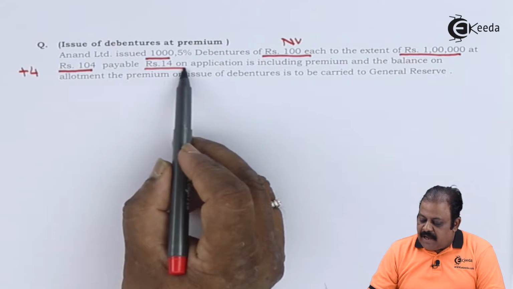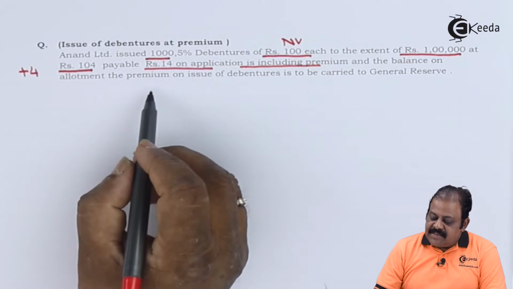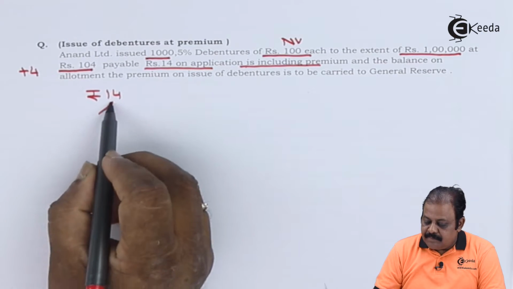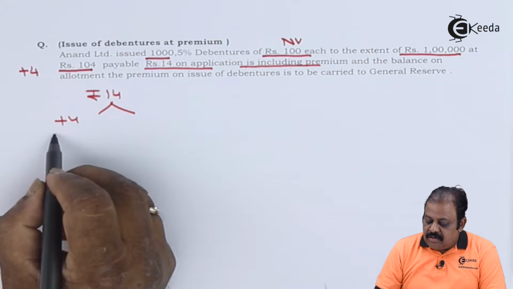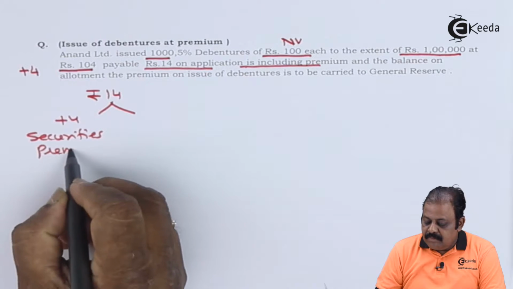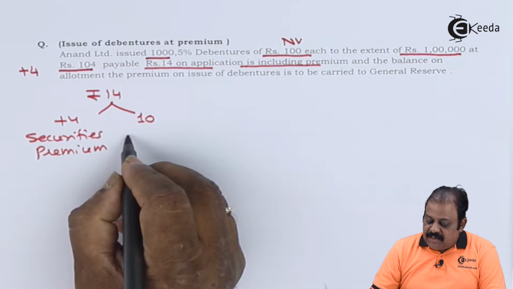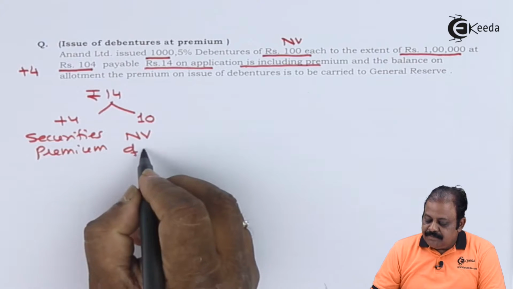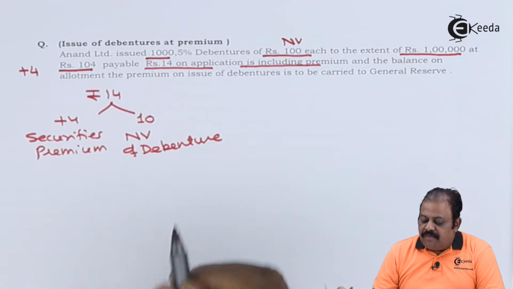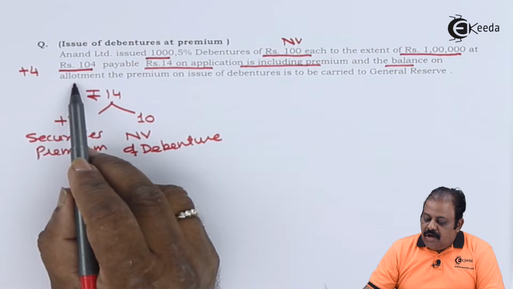Payable rupees 14 on application is including premium. That means out of this application amount of rupees 14, 4 rupees is for securities premium. That means balance 10 rupee is towards face value or nominal value of debenture, and the balance on allotment.